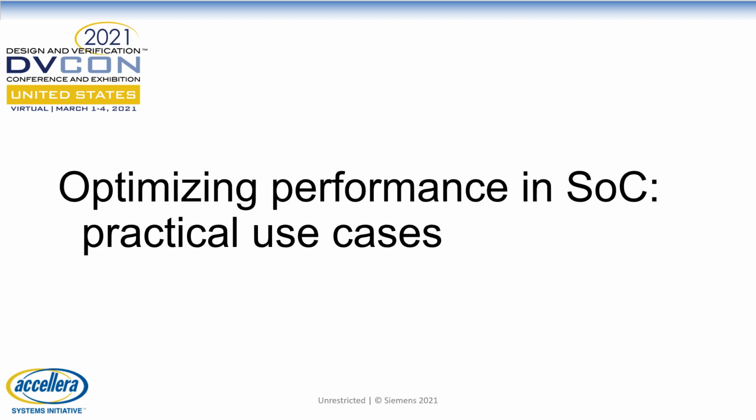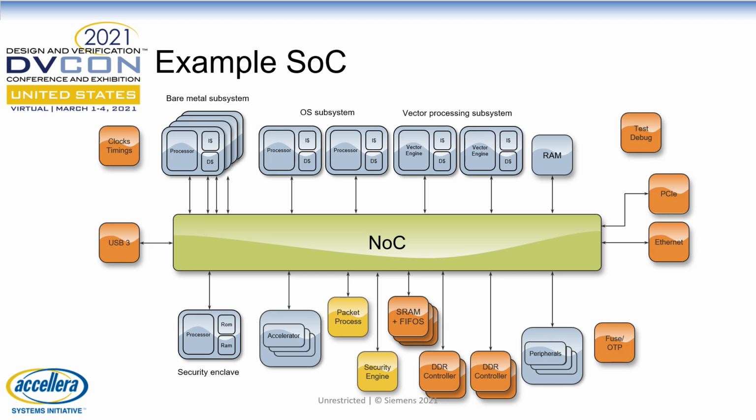Let us now take a look at some practical use cases requiring performance optimization in an SoC. Here we have an example of a typical modern SoC. It includes a vector processing subsystem and hardware accelerators, something one may find in machine learning SoCs, 5G SoCs, to name just a few application segments. There's an OS subsystem and a bare metal subsystem. Those two subsystems are orchestrating the work tasks of the vector processing subsystem and the accelerators.